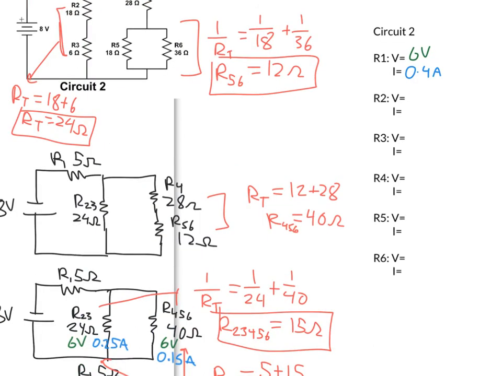Alright, so we're going to go ahead and step this back one more here. We see that this R456 came from combining 4 and 5, 6 in series. Each one of them we can say gets that full current, 0.15 amps. And then we can use Ohm's law to find the voltage on each one. And so we find that on R4, we're going to have 4.2 volts. And then on R56, it's going to be 1.8 volts. So that R4 was an original resistor, so I'm going to fill that one in. 0.15 amps and 4.2 volts.